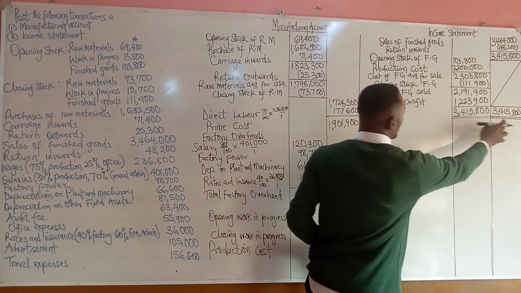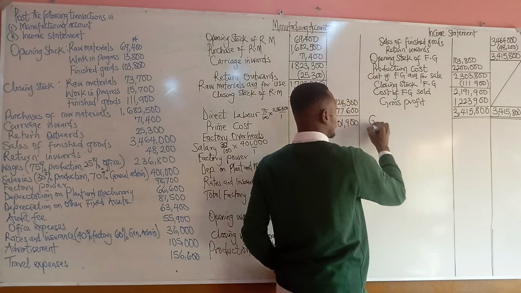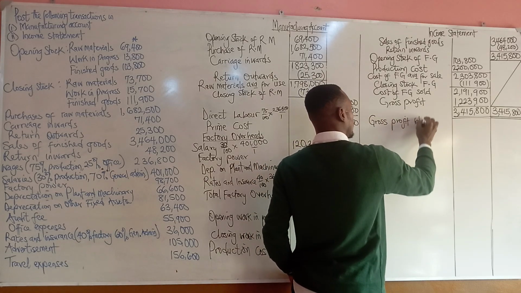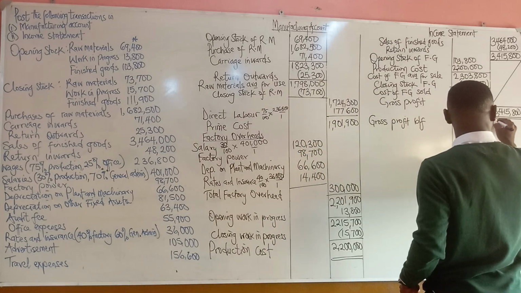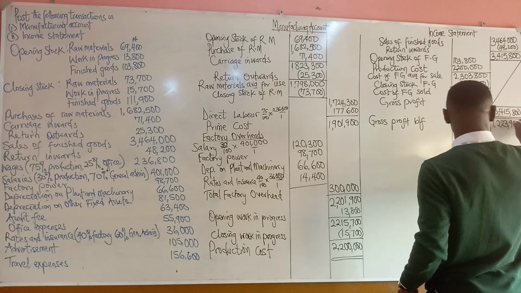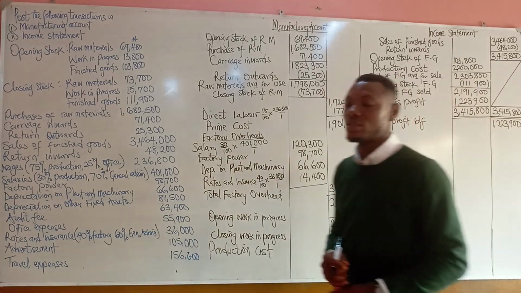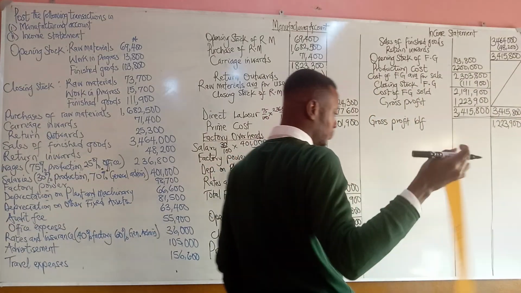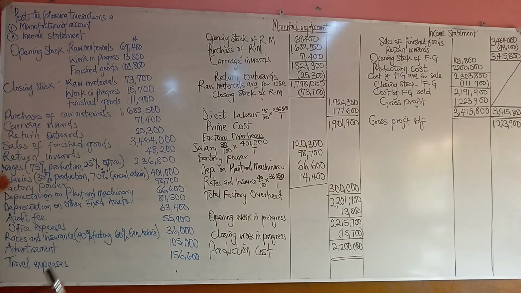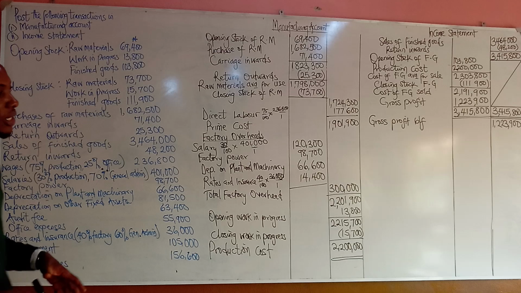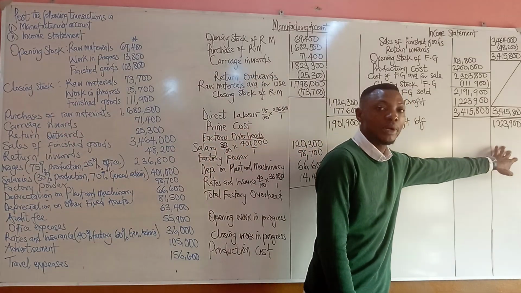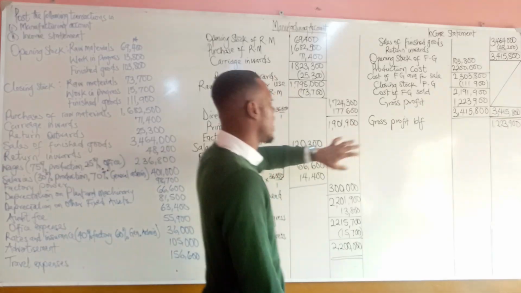Now our gross profit will be brought forward here. So we have gross profit brought forward, which is 1,223,900. Now, we don't have any discount received or commission received. Assuming there is discount received or commission received, we will feature it here. But because we don't have that, we'll go to all expenses.